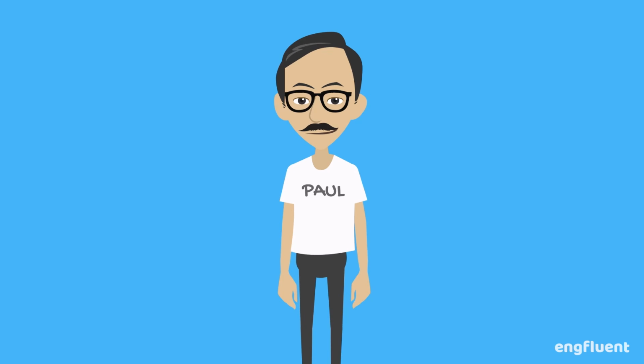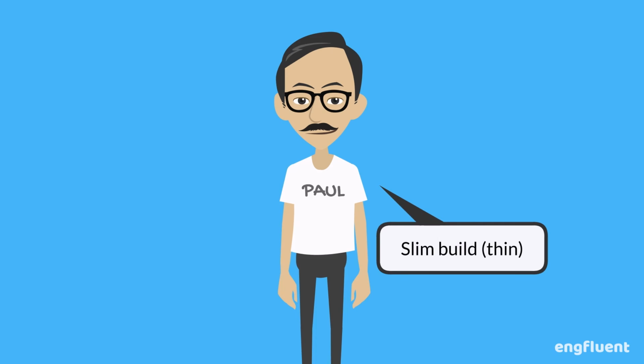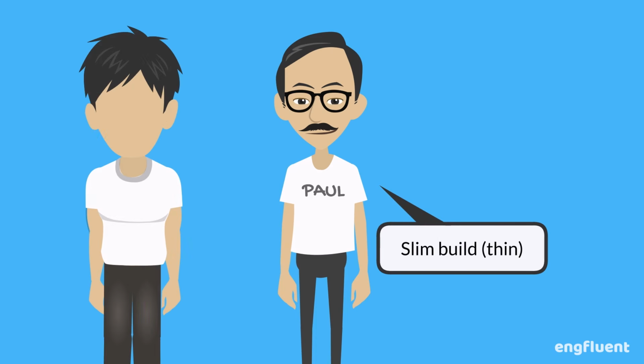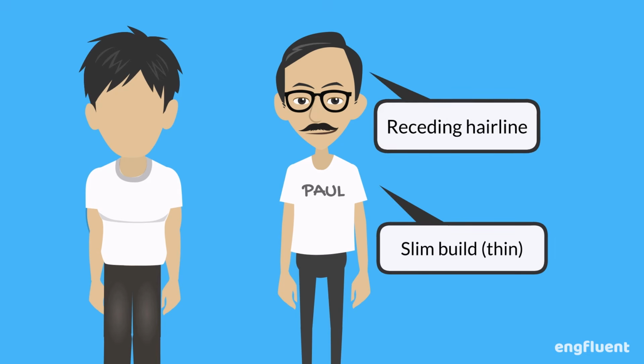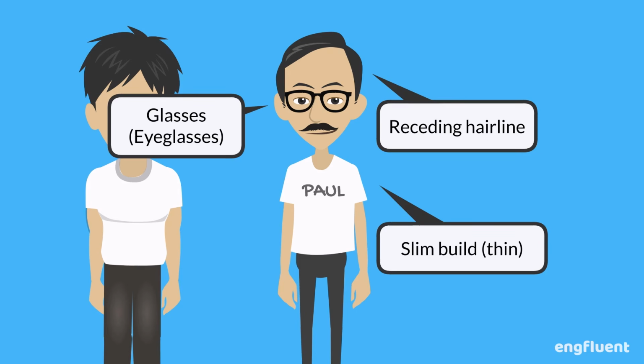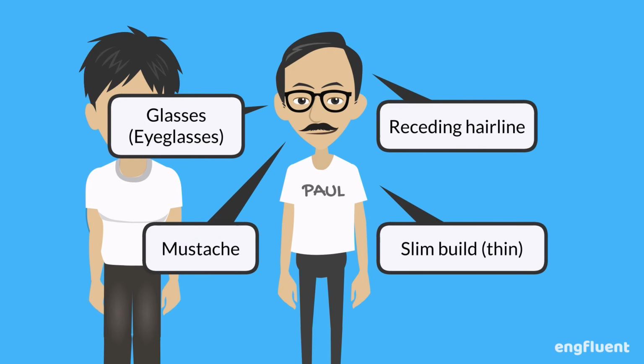We'll start our practice with this person, Paul. Paul is a man with a slim build. That means he's a bit thinner than the average person. He has black hair with a receding hairline, which means his hair is thinning at the front of his head. He's wearing glasses, also called eyeglasses, and he has a mustache, the hair above his upper lip.